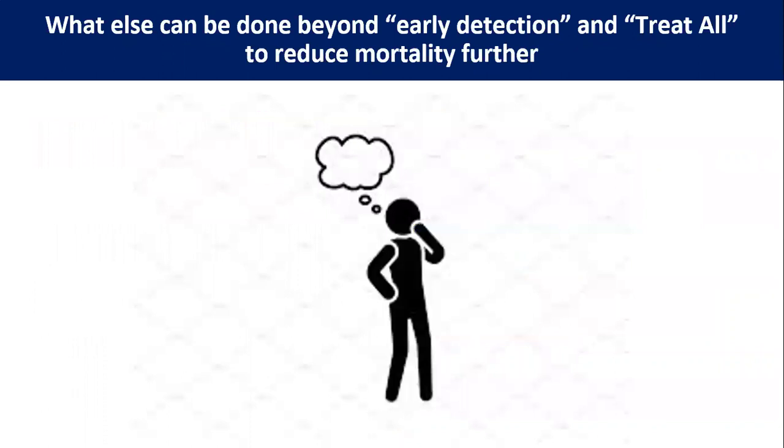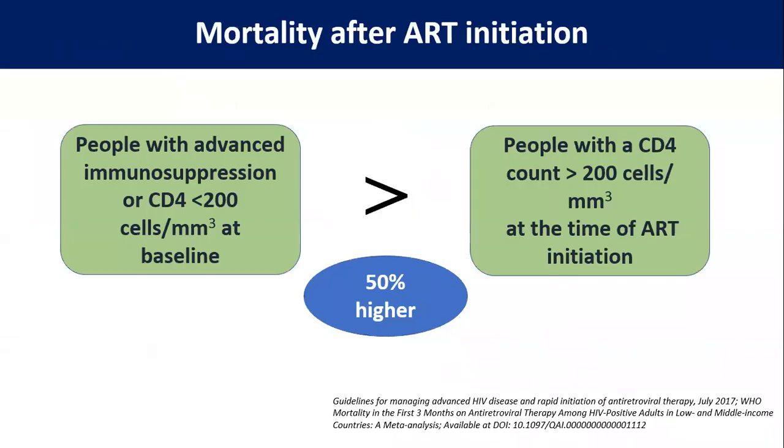Now, if we think about what else we can do to reduce the mortality, because of robust upscaling of the ART services in different parts of the world, still we are missing it. So what else can we do? Different studies were conducted by WHO. For example, a meta-analysis found that people with advanced immunosuppression with a CD4 count of less than 200 cells per cubic millimeter at baseline had 50% higher mortality than those PLHIV with a CD4 count of more than 200 at the time of ART initiation.